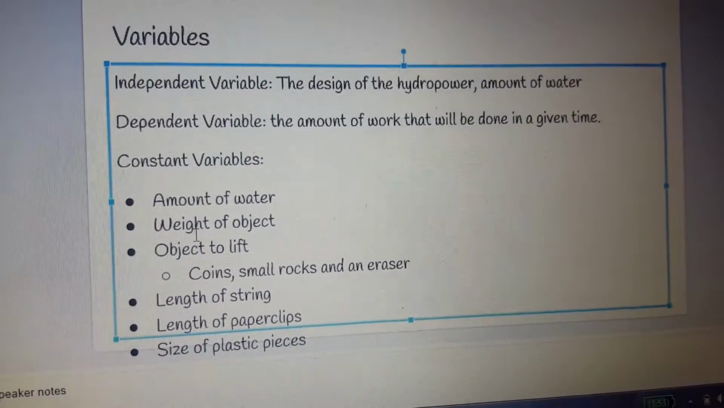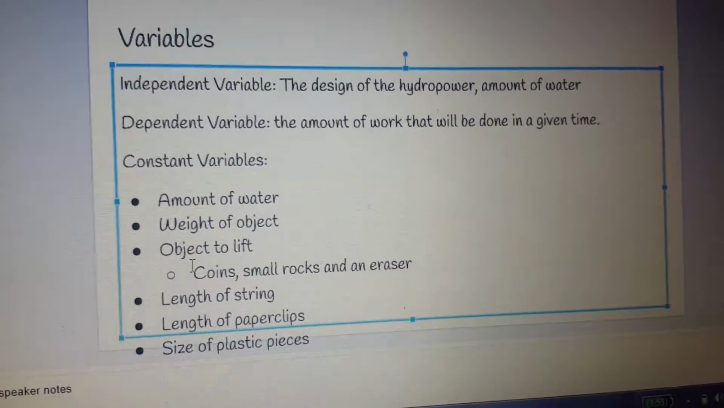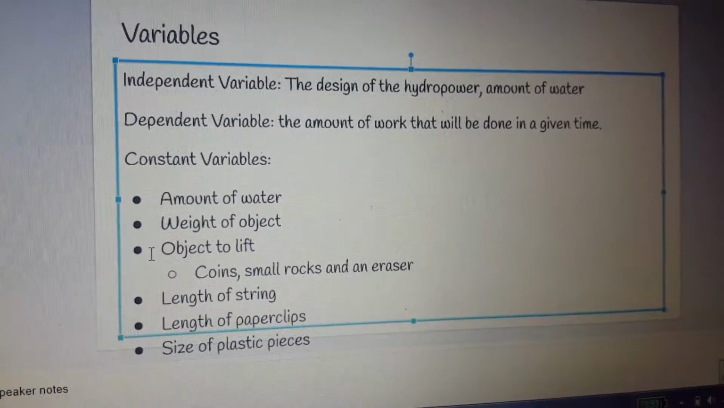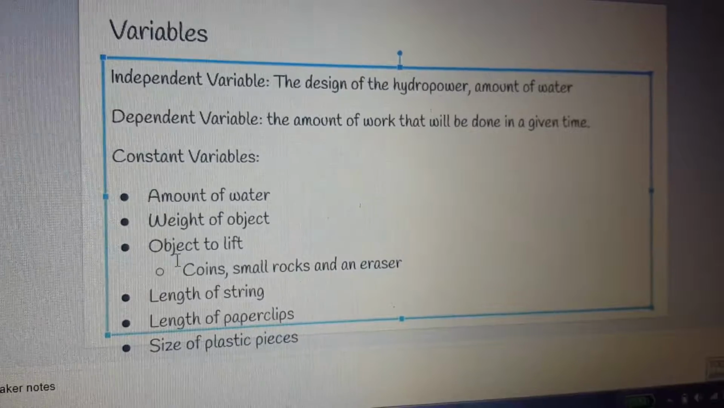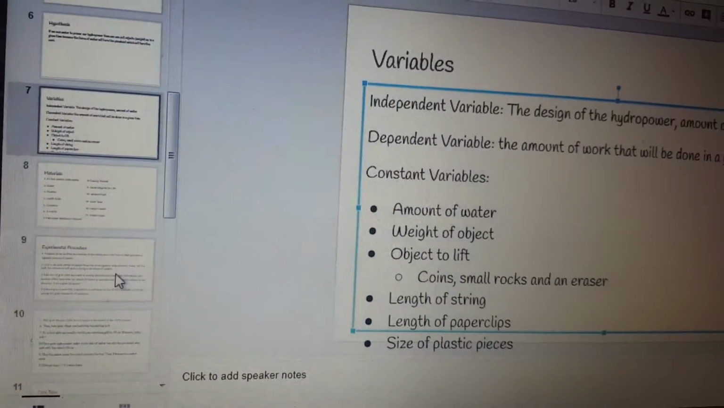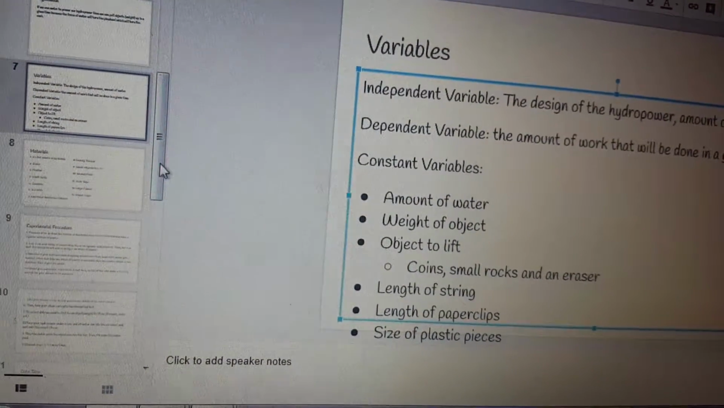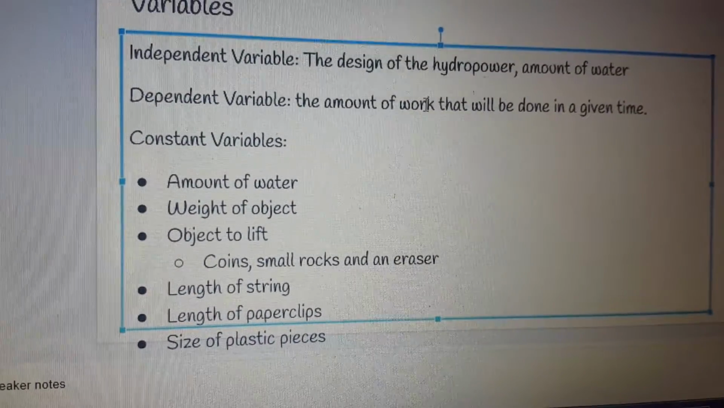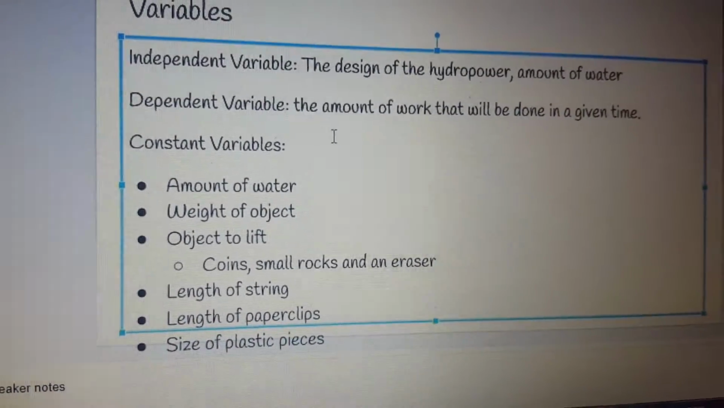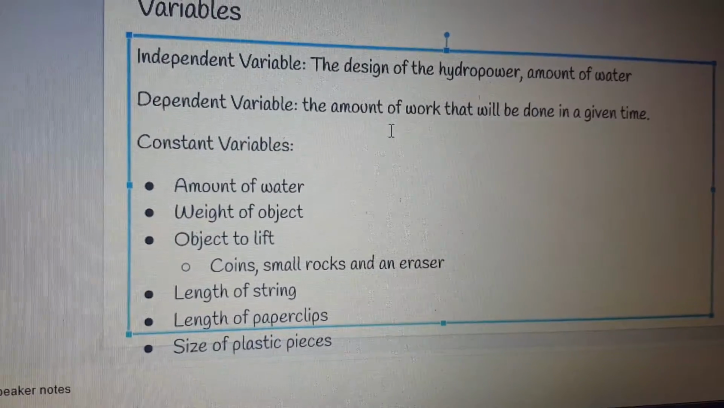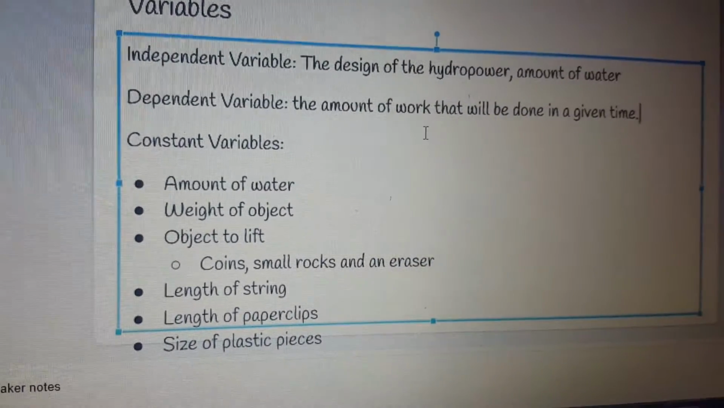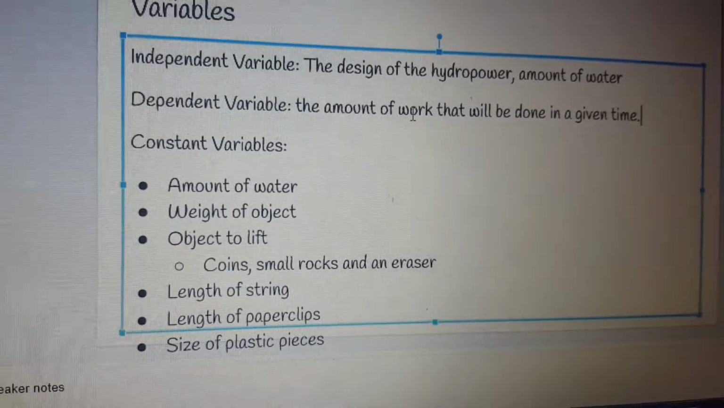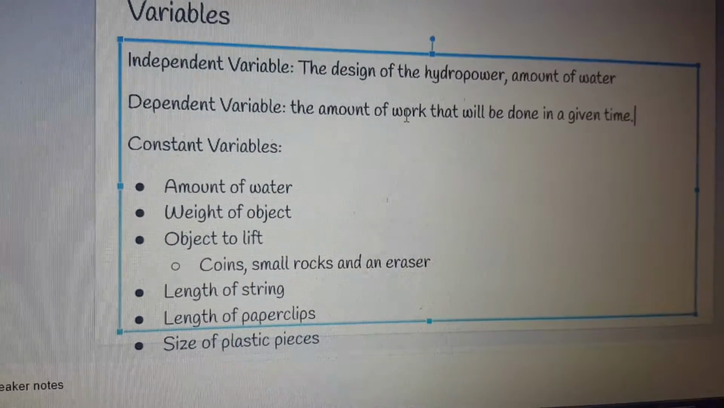There are probably more constant variables. I haven't really looked at all of them, but this looks pretty solid. That's pretty good, so we'll leave it at that. And by the way, because the word work is in there, that means force is also dependent and the distance is also dependent because you have the word work in there, and the formula for work is force times distance.